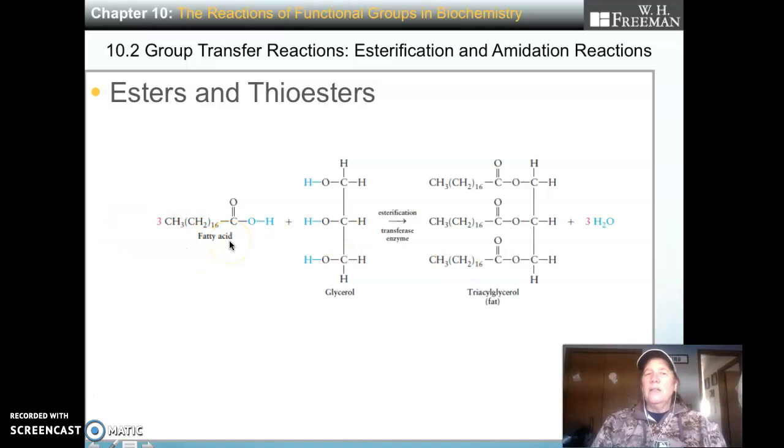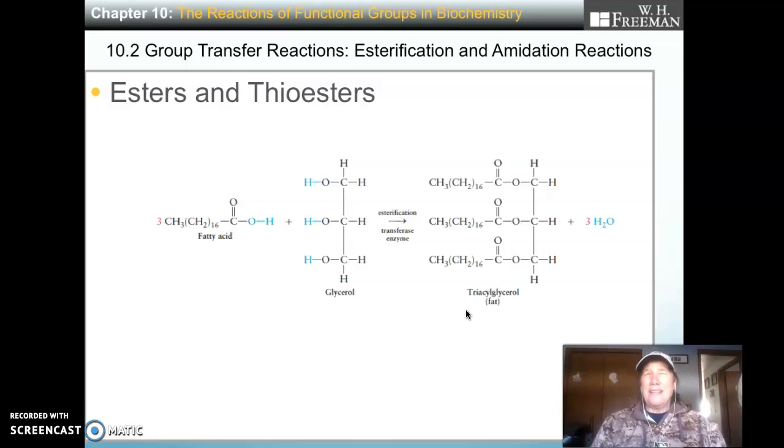Okay, so again, this happens in your body as well with a fatty acid, which is part of your lipids, and glycerol. You put these two guys together and you get a triglyceride. Okay, so this is a reaction that occurs in your body. You don't have to do it in the lab, but again, you have a fatty acid and glycerol, and you put them together and you get a triglyceride, which is important for your body, like cholesterol.